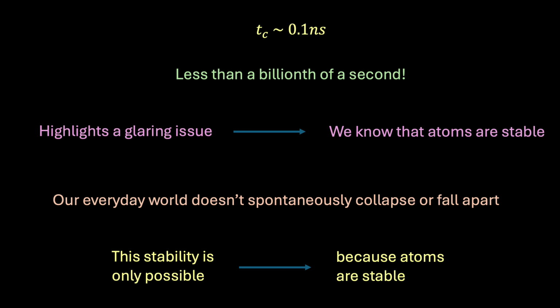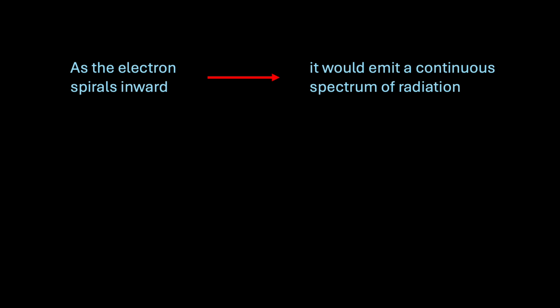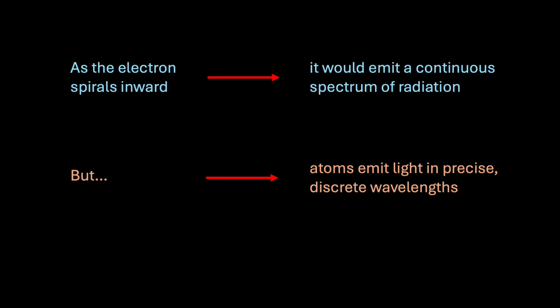Yet, from our calculation, the classical picture of the atom predicts that electrons should spiral into the nucleus in tiny fractions of a second. If this were true, the world around us simply wouldn't exist. Furthermore, according to this model, as the electron spirals inward, it would emit a continuous spectrum of radiation. But experiments show this doesn't happen. Instead, atoms emit light in precise, discrete wavelengths, creating a unique pattern of spectral lines.